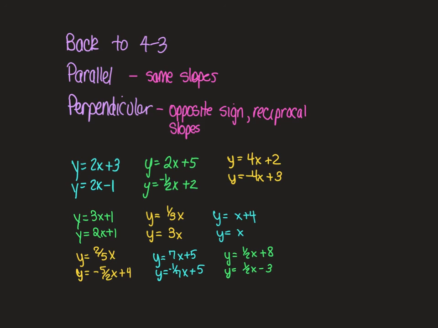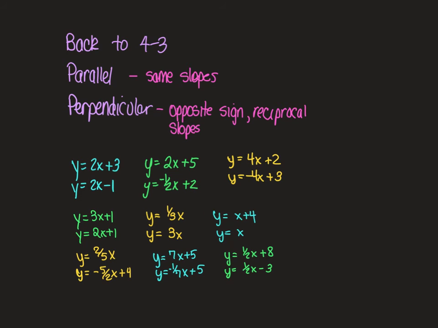Let's go back to 4-3. We did a video on this, but I want to do a refresher video. So parallel and perpendicular. Parallel are two equations that have the same slope. The slopes are the same. Perpendicular, the slopes are opposite signs, so one positive, one negative, and they're reciprocals, which means they're flipped of each other. Okay, so I've got 9 different questions here.